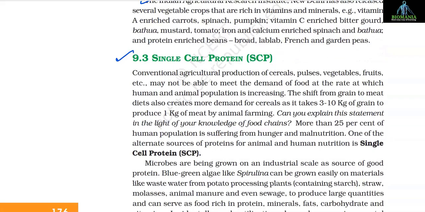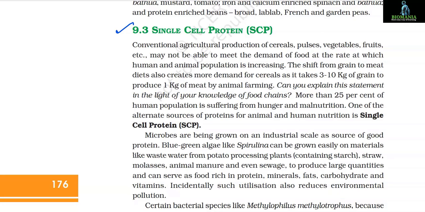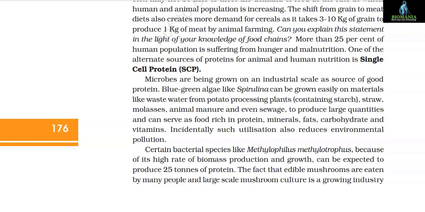9.3 Single cell protein (SCP). Conventional agriculture production of cereals, pulses, vegetables, fruits, etc. may not be able to meet the demand of food at the rate at which human and animal population is increasing. The shift from grain to meat diets also creates more demand for cereals, as it takes 3 to 10 kg of grain to produce 1 kg of meat by animal farming. Can you explain this statement in the light of your knowledge of food chains?